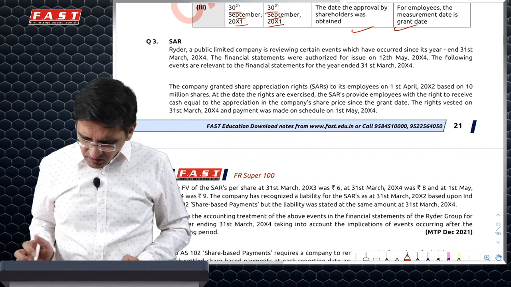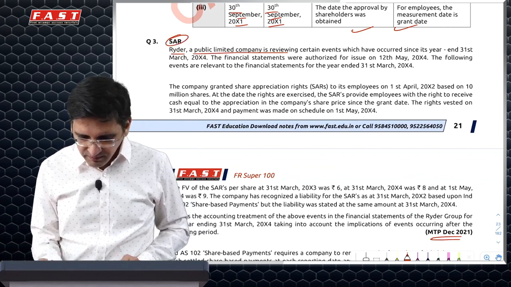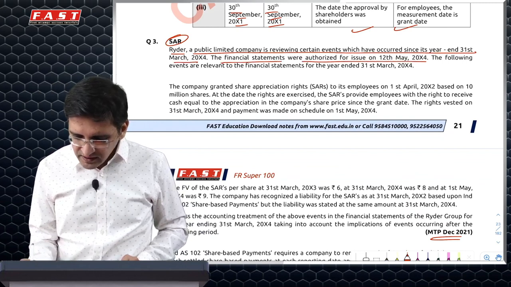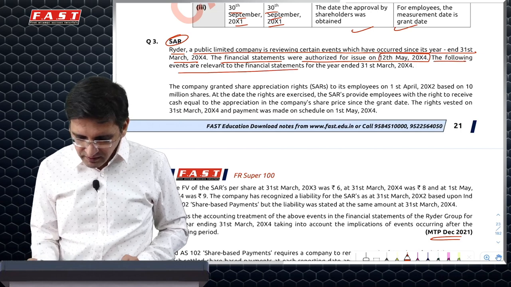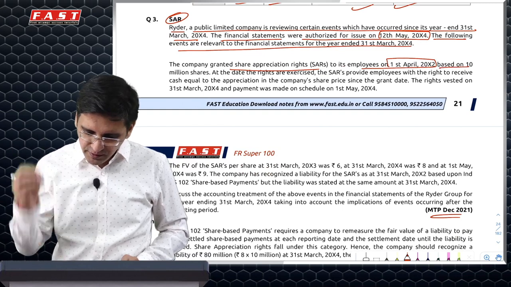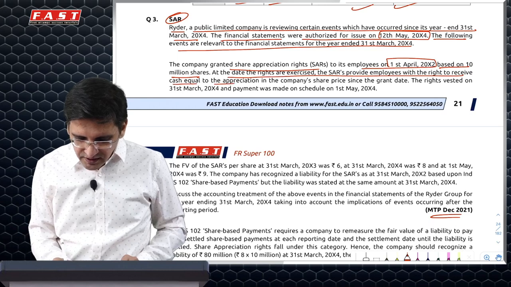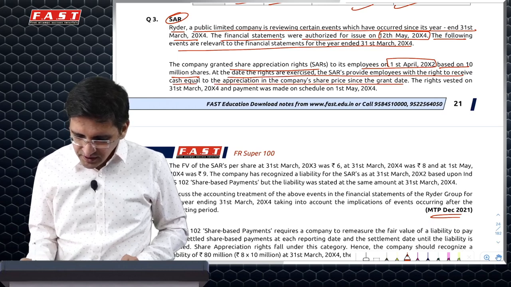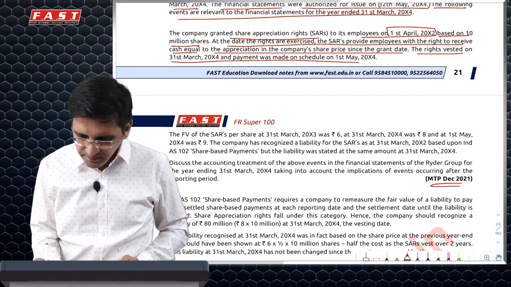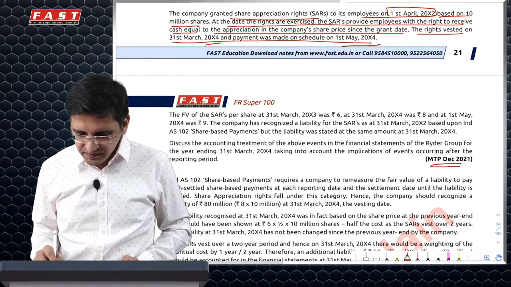And then we have this particular question from the recent MTP on stock appreciation rights. I thought it is relevant. You could possibly do this. 31st March 2004. Financial statements were approved on 12th May. Events for 31st March were: stock appreciation right given on 1st April 2002, 2 years ago, 10 million shares. Receive cash equal to the appreciation on the share price since the grant date. So any cash variations, you will get it as a gain. Right vested on March 2004 and payment was scheduled on 1st May 2004.